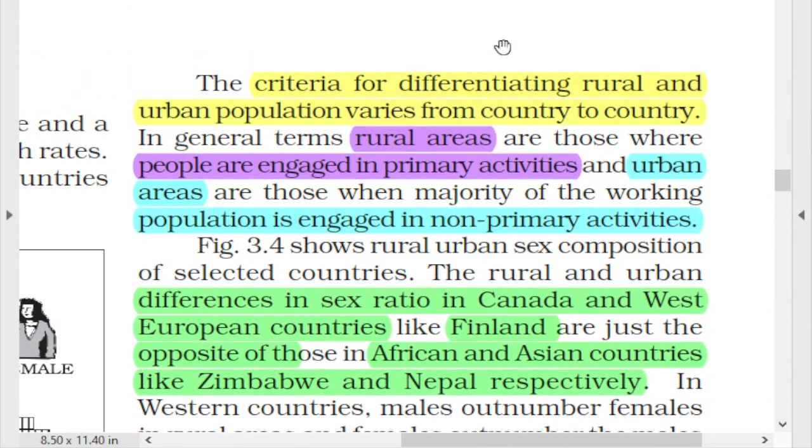Now different countries have different criteria for deciding the rural and the urban population.